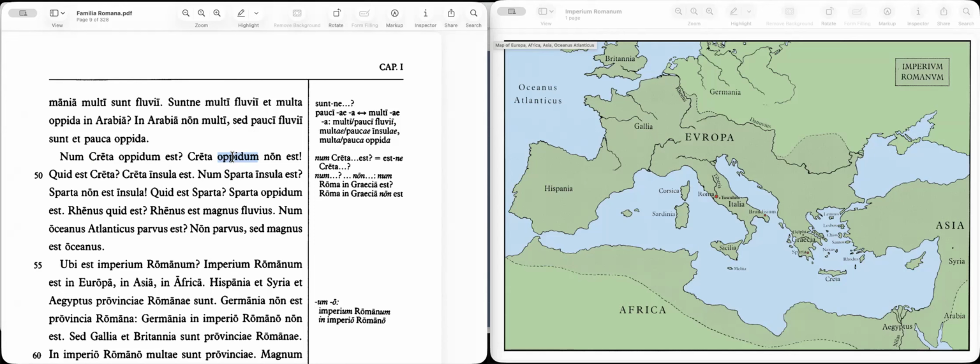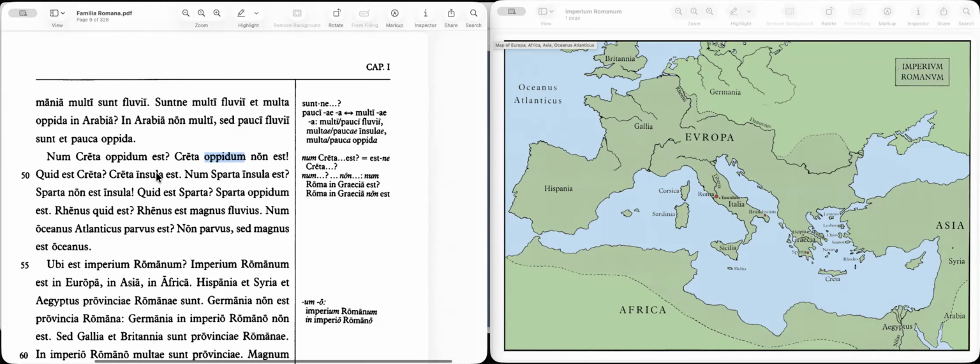Oppidum here could mean town, city, whichever. And you're right, at certain times, oppidum was referred to as a fort, because if you've ever seen a Roman fort, it is actually a small village. There's about 6,000 to 10,000 people in that fort.